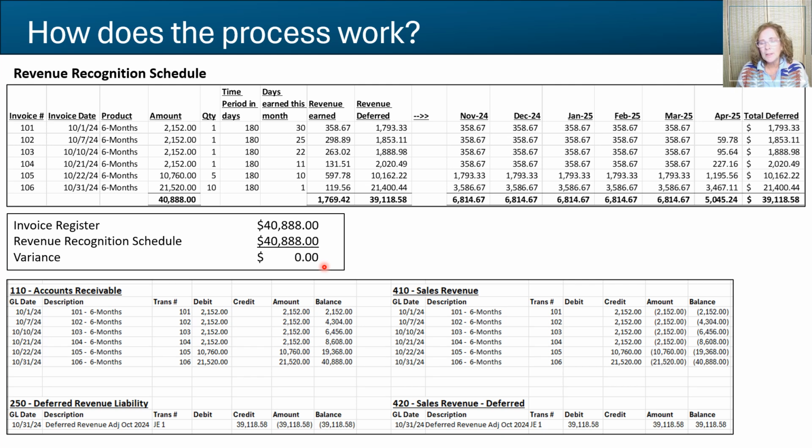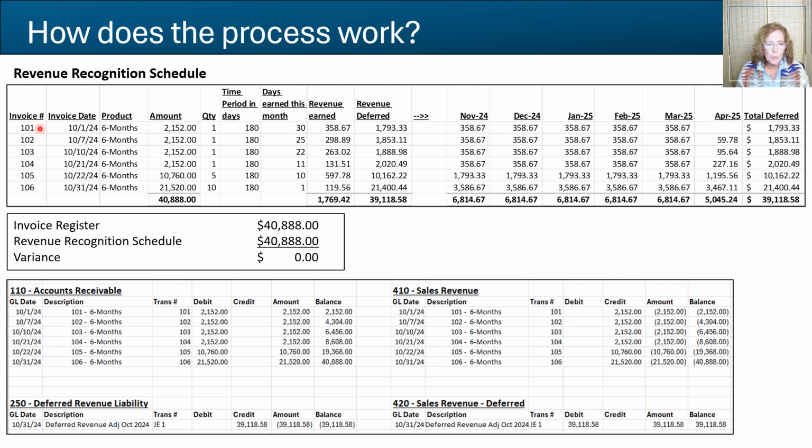Then you prepare what is essentially an amortization schedule of when each invoice will be recognized as revenue. This is an example of 6 invoices for a 6-month subscription product. The sample company has a policy of using 180 days for each 6-month product to calculate the deferrals and uses an equal amount for each month, except for the first month and the last month, which are prorated.